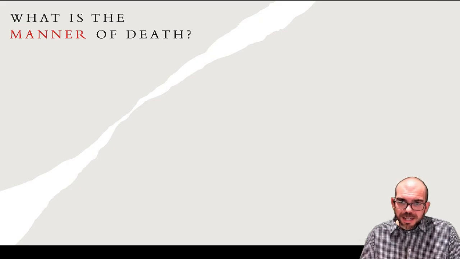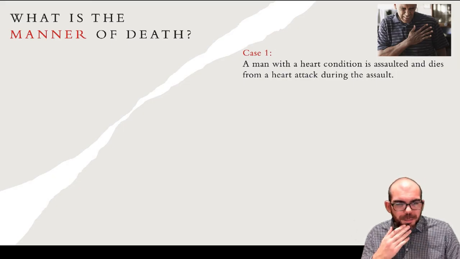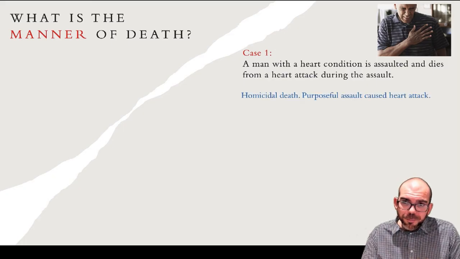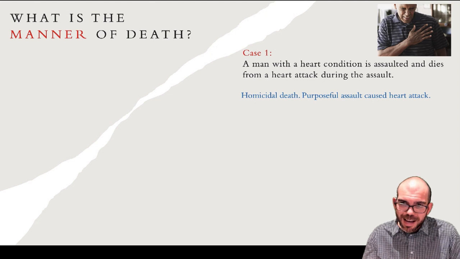Let's practice identifying manners of death. Let's look at case 1. A man with a heart condition is assaulted and dies from a heart attack during the assault. What would be the manner of death in this case? Well, it's actually homicidal. The purposeful assault is what ultimately caused the heart attack.